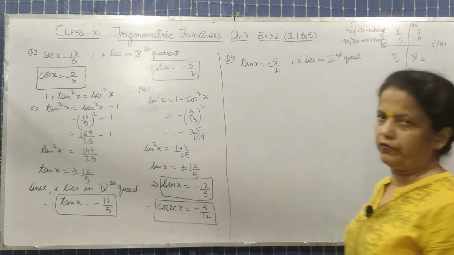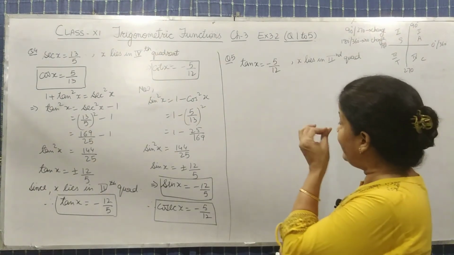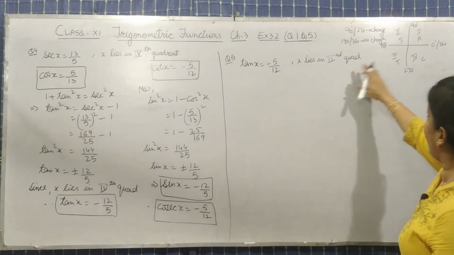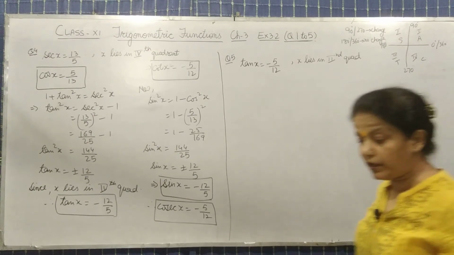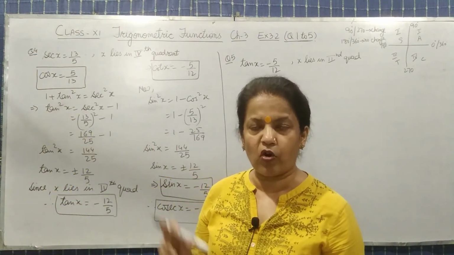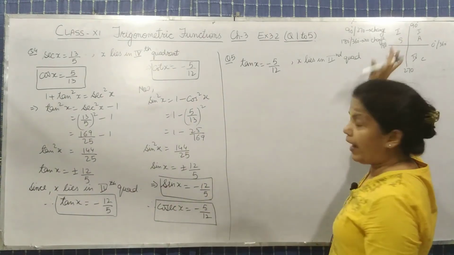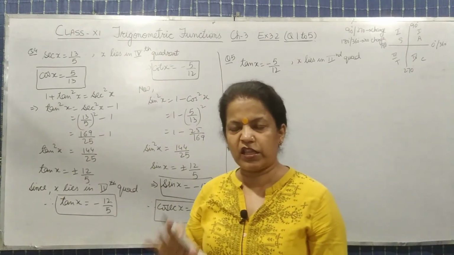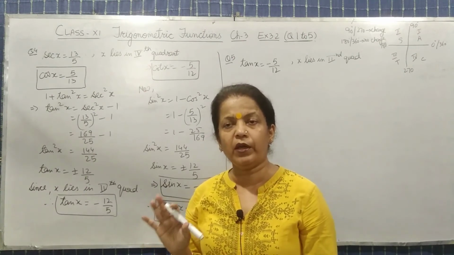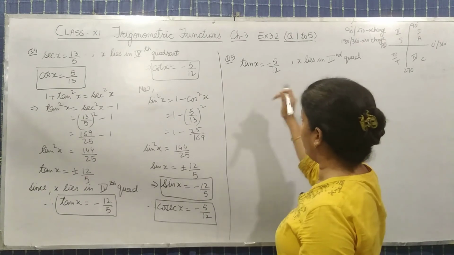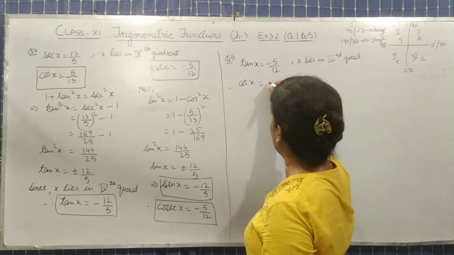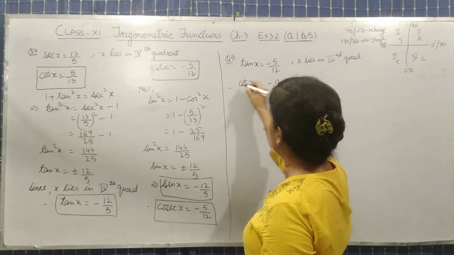Come to the question 5th. In question 5th, tan x value is given as -5/12 and x lies in second quadrant. So in second quadrant, according to the concept, sin and cosec will be positive and the remaining trigonometric terms will be negative. So tan x is given, so cot x will be -12/5. This is cot x.